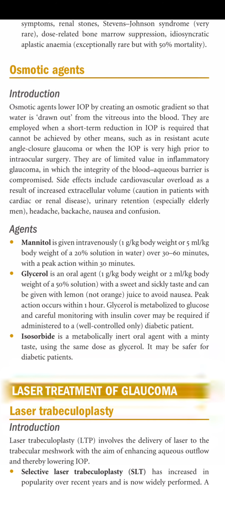The agents are mannitol, glycerol, and isosorbide. Mannitol is given intravenously, 1 gram per kg body weight or 5 ml per kg body weight of a 20% solution in water over 30 to 60 minutes, with a peak action within 30 minutes. Glycerol is an oral agent, 1 gram per kg body weight or 2 ml per kg body weight of a 50% solution with a sweet and sickly taste, and can be given in lemon, not orange juice, to avoid nausea. Peak action occurs within 1 hour.